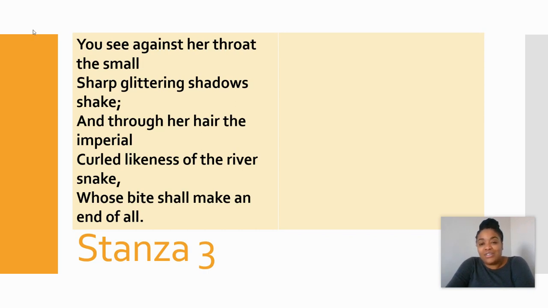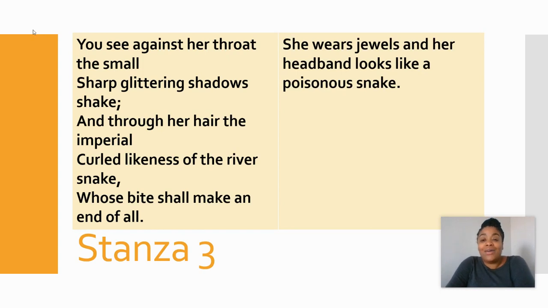So on Friday, scholars, you independently answered this stanza. I am going to share with you what I wrote for the literal meaning. Now let's remember, our literal meanings did not have to be very long. They should have been between 1 and 2 sentences. I wrote that she wears jewels and her headband looks like a poisonous snake.